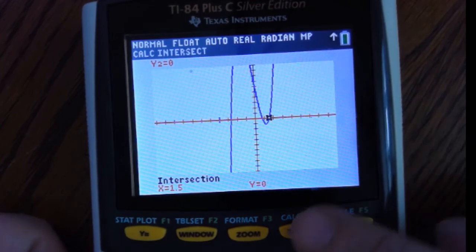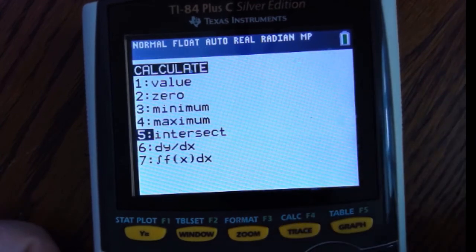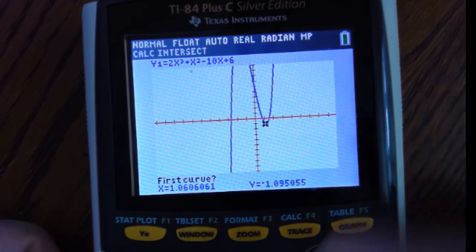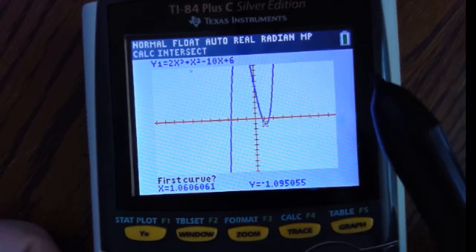Let's try another one. Second, calc, intersect again, and now move the cursor close to that intersection so we know what is going on in there.